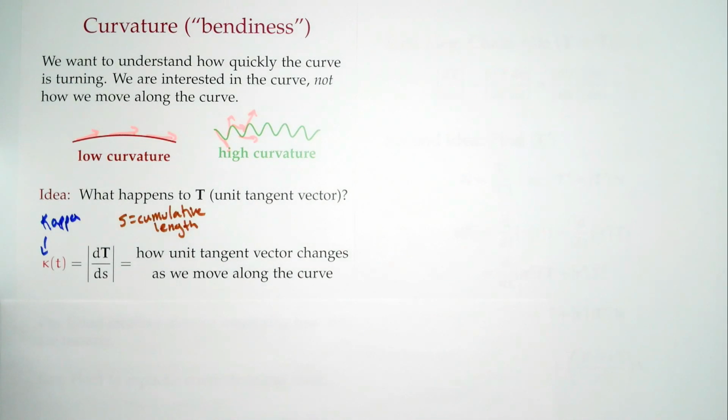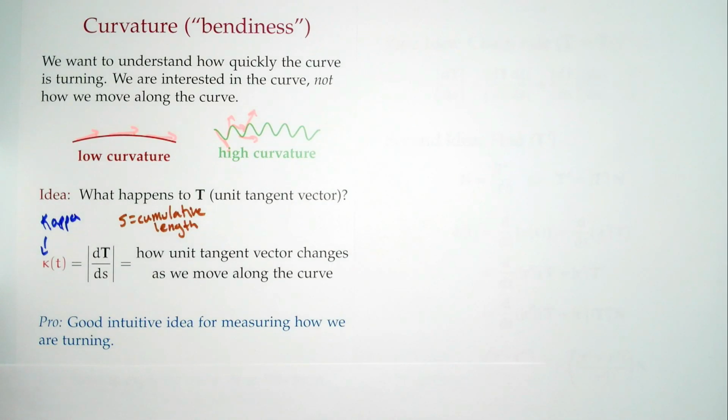Now, so far, this has been a not too unintuitive idea. There's definitely some advantage to this. It works. If I can understand how my tangent vector is moving around, that gives me a sense of how quickly this curve makes turns. So the more that the unit tangent vector moves around, the higher the curvature, the lower the curvature. Fantastic thing. It makes sense.